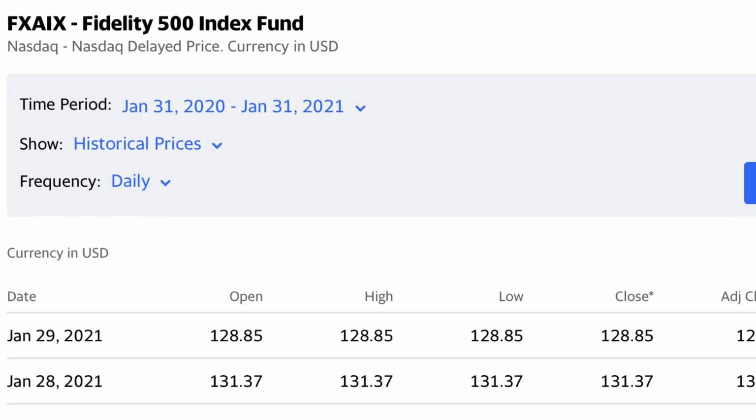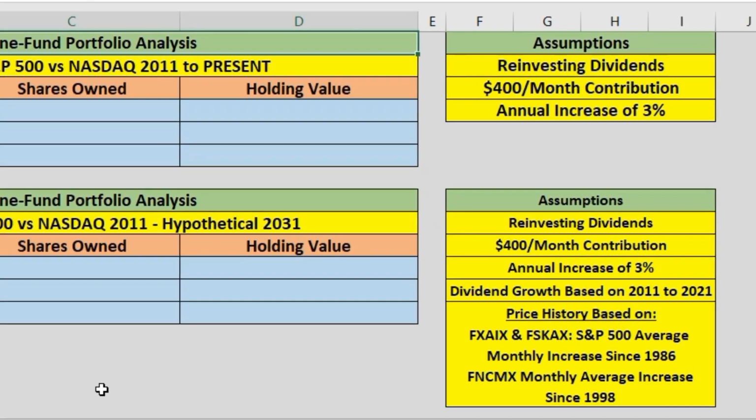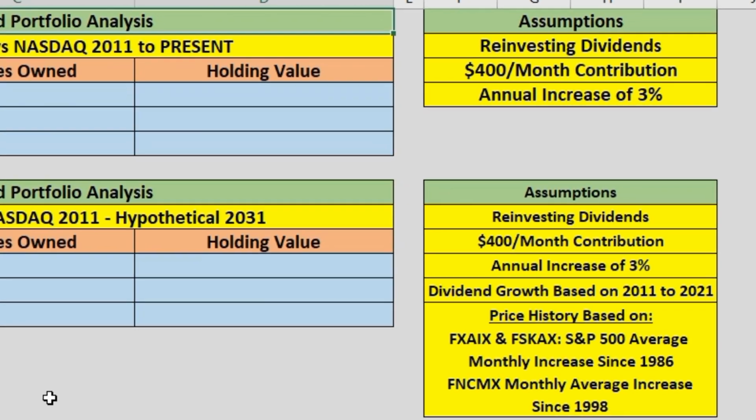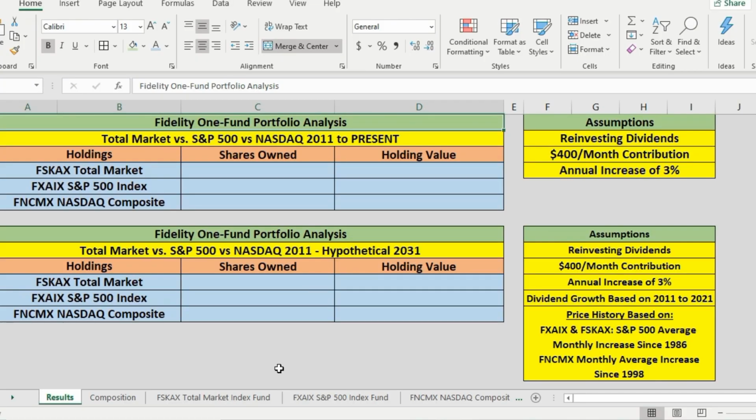But we can look and see if we contributed money on a monthly basis and we reinvested dividends, how would these funds have performed in the previous 10 years from 2011 through January of 2021, and then we can make some hypothetical assumptions about what would happen over the next 10 years and see which one performs the best. All right, so we're back here in my Excel spreadsheet, which again will be available to you guys through the Patreon community, and we're going to take a look between these three different funds at which one performs the best from 2011 to present, using the actual price history of these funds.